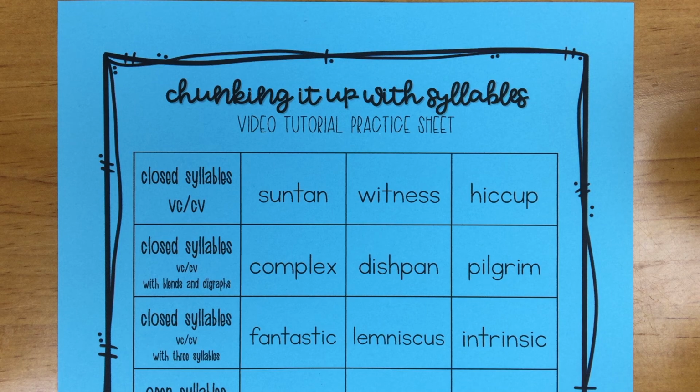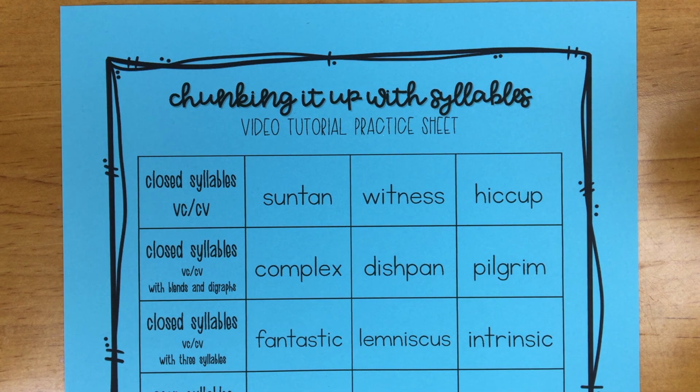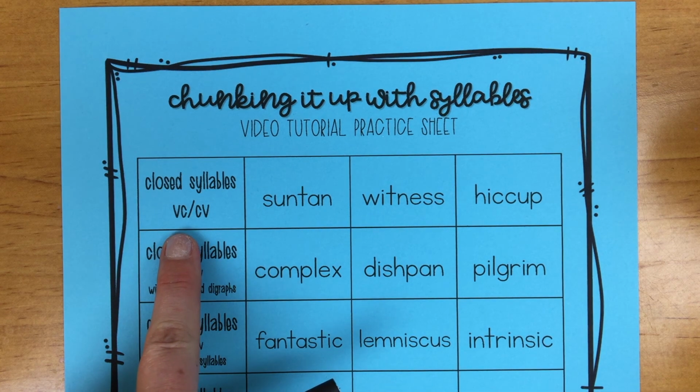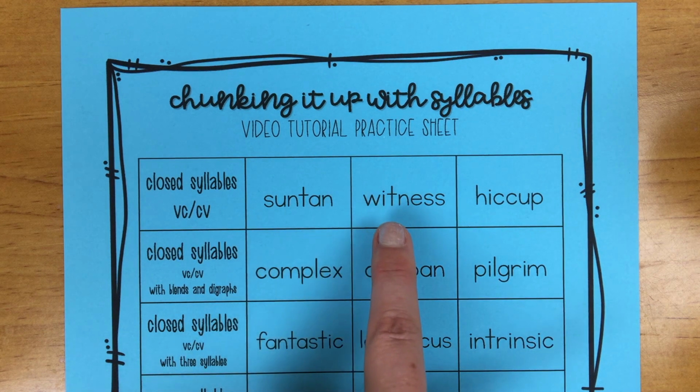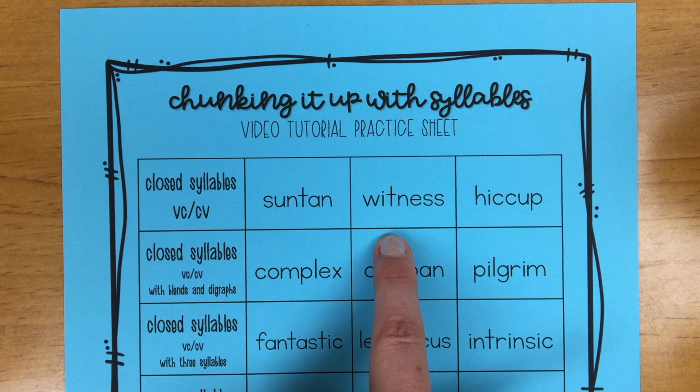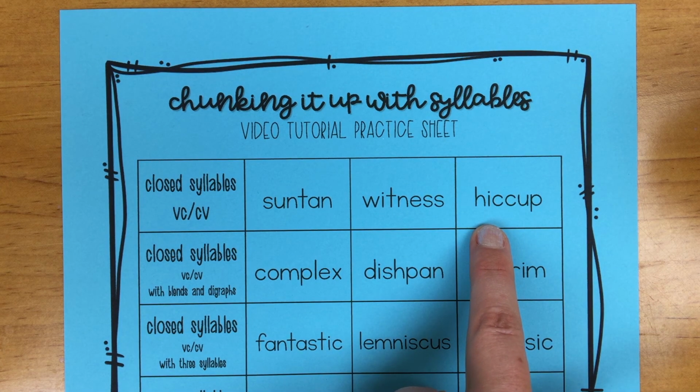Hopefully, you have already printed off your Chunking It Up with Syllables worksheet. I am going to take you step by step through the different syllable types and model how you can teach your students to decode these words. We're going to start with the closed syllable, vowel, consonant, consonant, vowel. I'm going to do one for you. We're going to work through one together, and then you can pause the video to try one on your own. I will then reveal the answer.